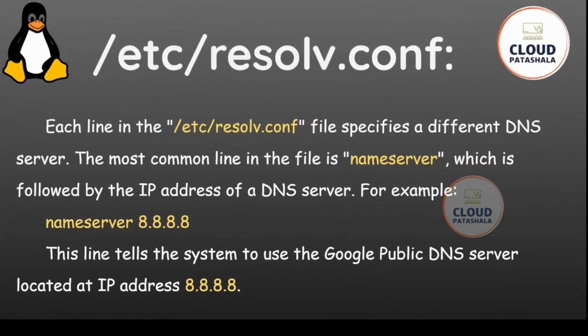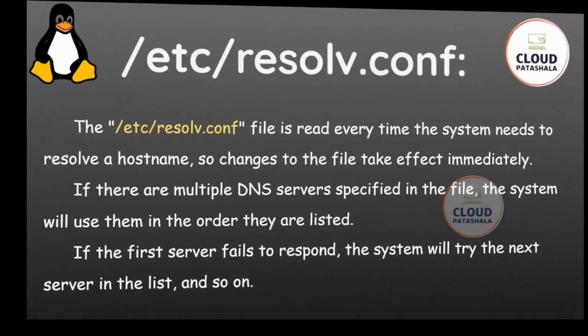Each line in the /etc/resolv.conf file specifies a different DNS server. The most common line in the file is nameserver, which is followed by the IP address of a DNS server. For example, nameserver 8.8.8.8 would represent Google's DNS server, which is located at IP address 8.8.8.8 as the name server.